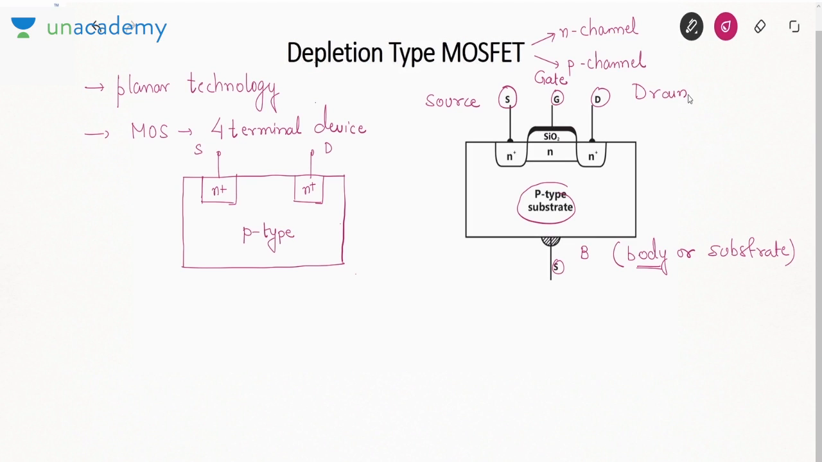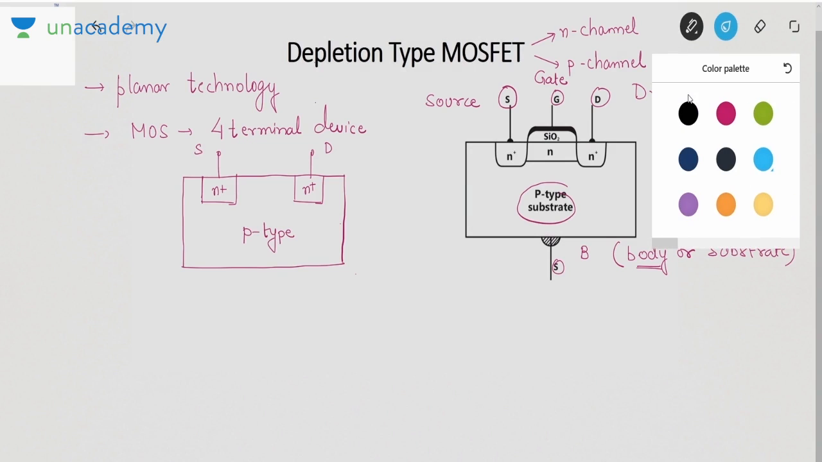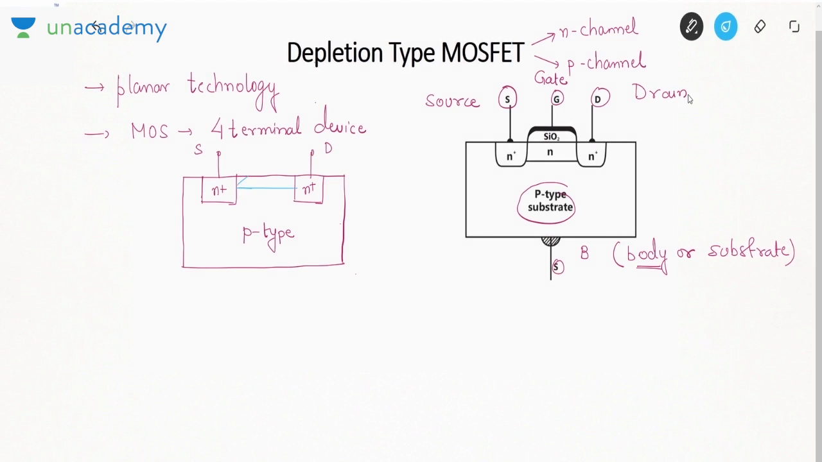Now in depletion MOS, the special thing is that we do doping between these two regions. By doping we make it N-type, and this is called the channel. Since we are making an N-type channel, it is called an N-channel MOSFET. Above this channel, we deposit an oxide layer. This is your SiO2. And above this oxide layer, we deposit metal.